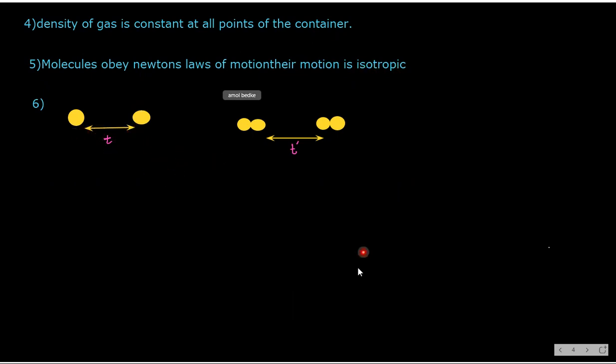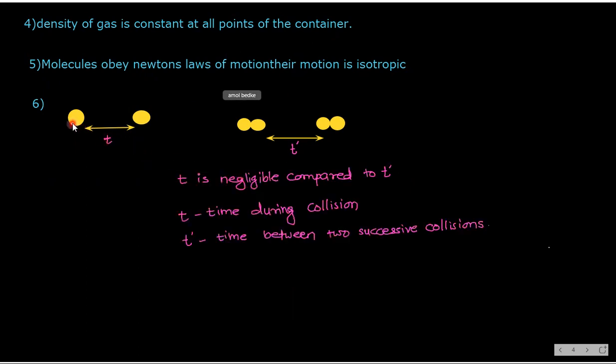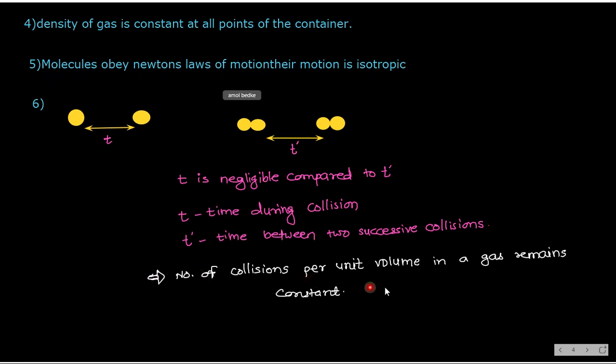Next one, see, this is the time during collision and this is the time between two successive collisions. So this t is always negligible compared to t dash. So the time during collision is always negligible compared to the time between two successive collisions. And the number of collisions per unit volume in a gas remains constant. Whatever the number of collisions, they are always constant. Okay, let's move ahead.